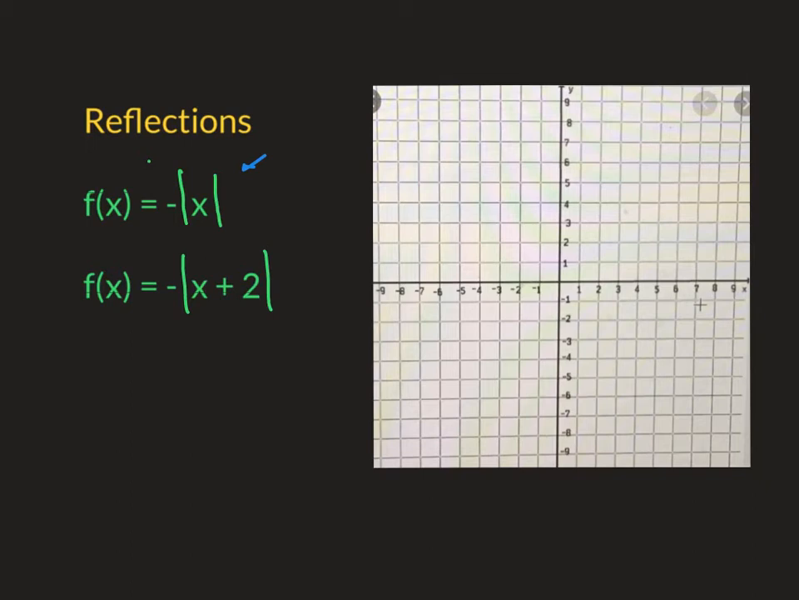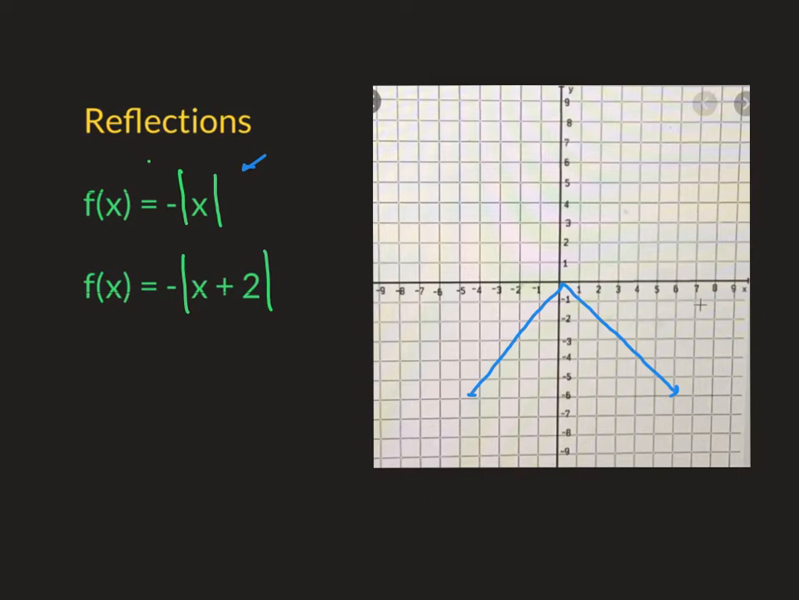Because the negative's in the front, it's going to reflect it or flip it across the x-axis. We're just going to take it down here. It's going to be an upside down V instead of a V going upward. Same size, everything else is just reflected because of the negative sign. The negative sign in front reflects or flips it across the x-axis.